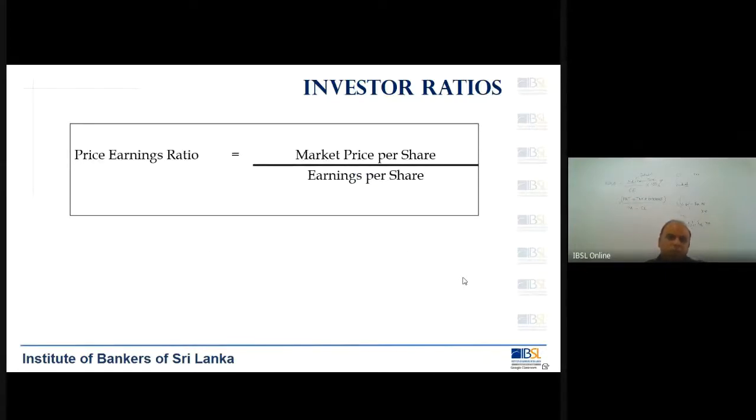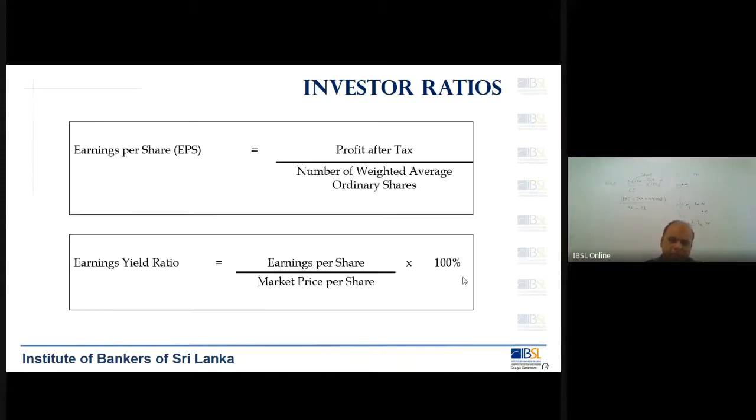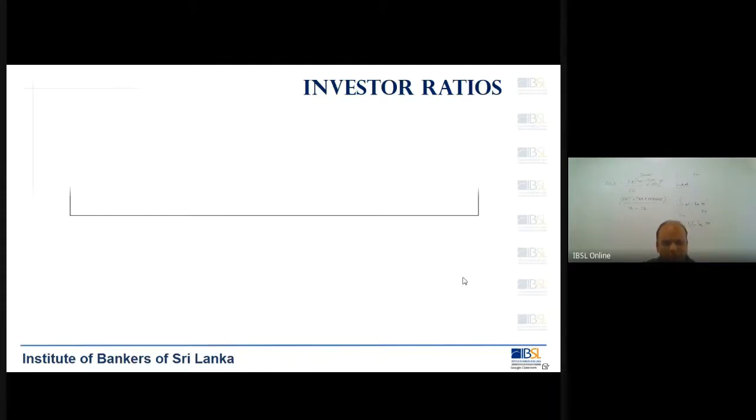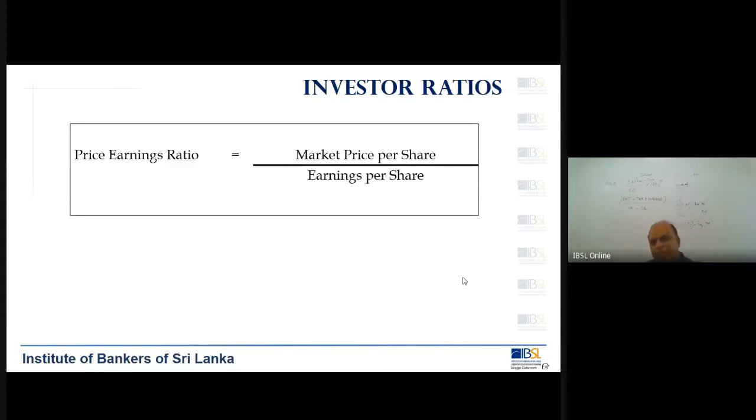When you calculate the same ratio upside down, the inversion of that particular ratio, that is known as the price earnings ratio. That is market price per share divided by EPS. Earlier, you saw earnings per share divided by the market price, but there we multiplied it by 100, so that became a percentage. Here, the price earnings ratio is a ratio which is reflected in terms of times.